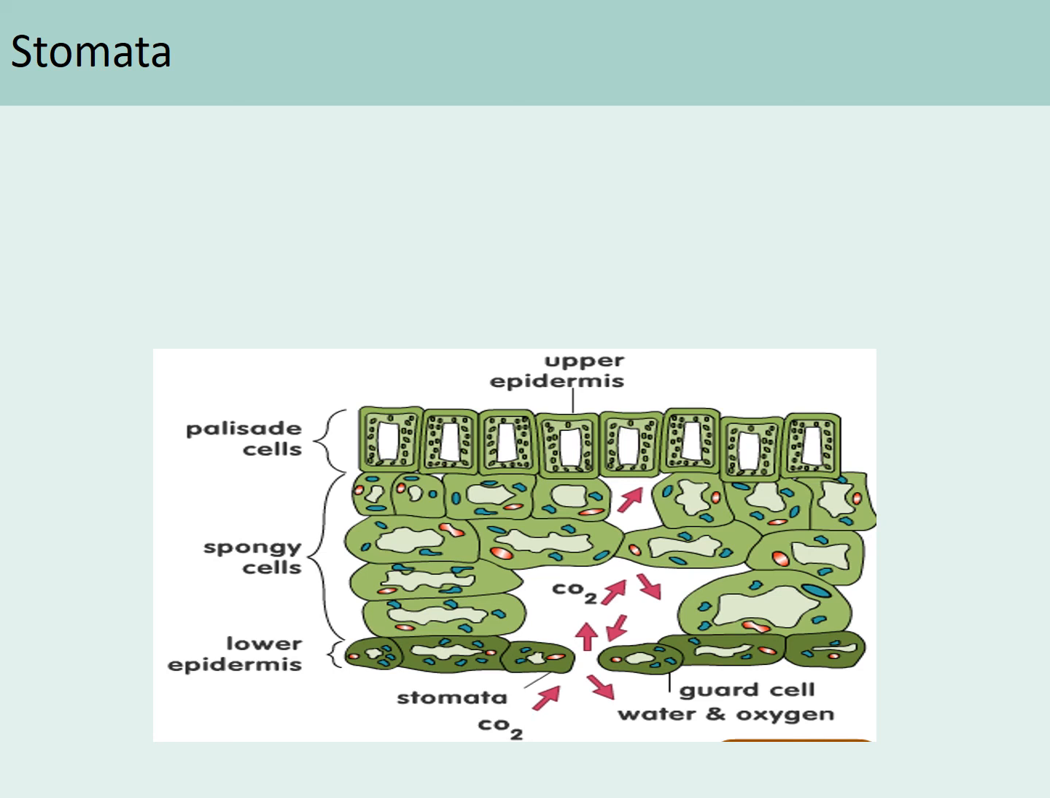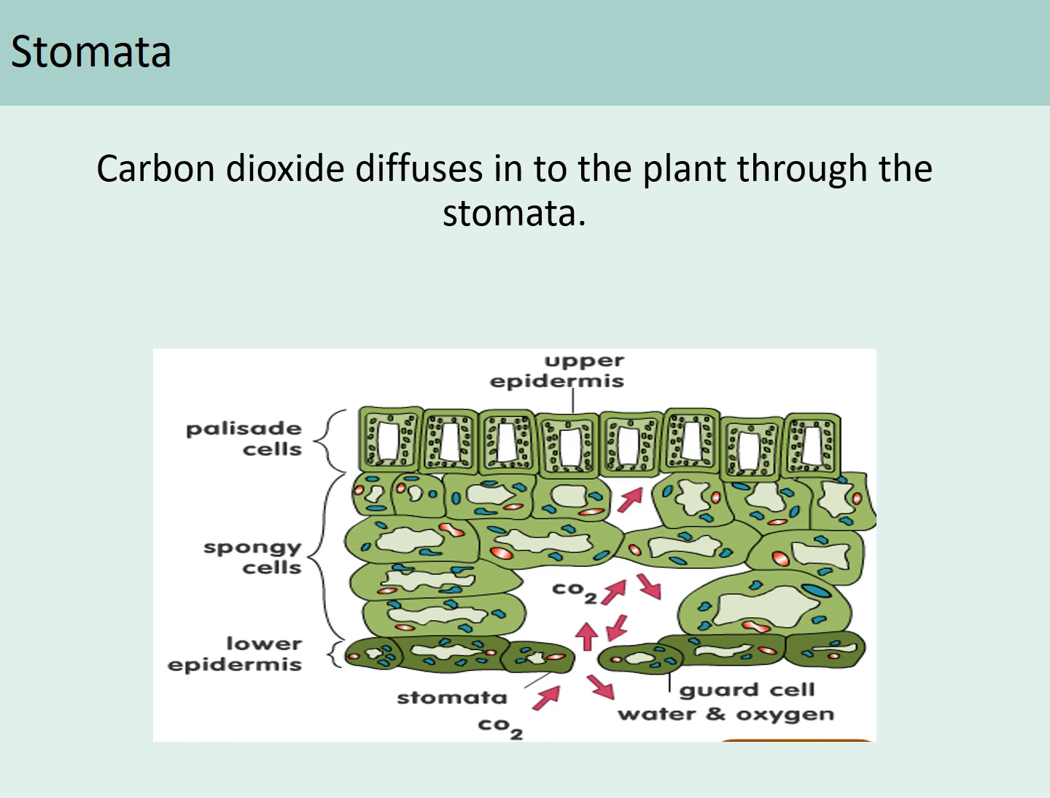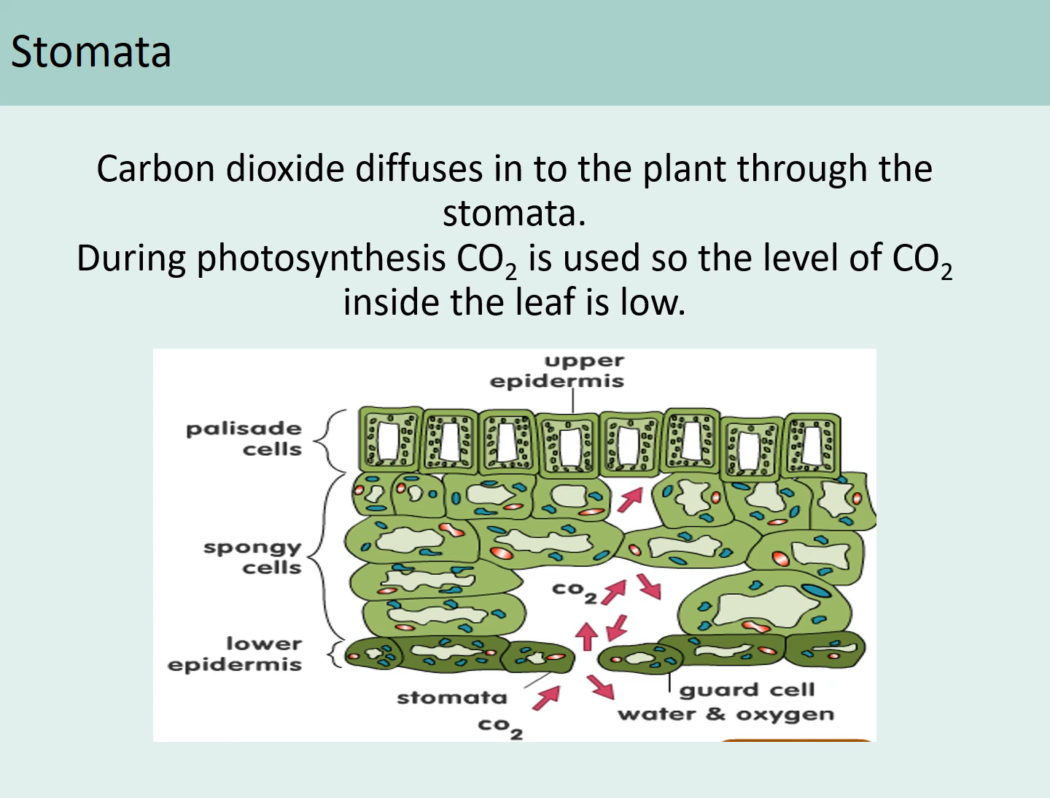Because plants don't have lungs, most of their gas exchange happens through diffusion. So carbon dioxide diffuses into the plant through the stomata, and during photosynthesis the carbon dioxide is being used, so that decreases the concentration. So more carbon dioxide from outside will diffuse into the leaf.